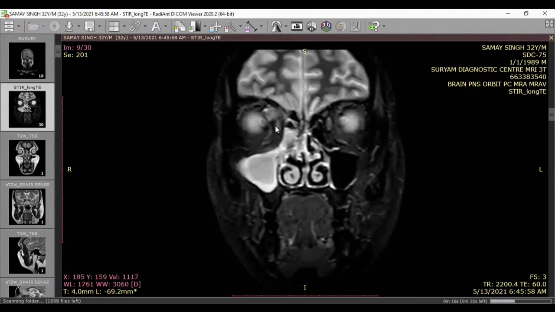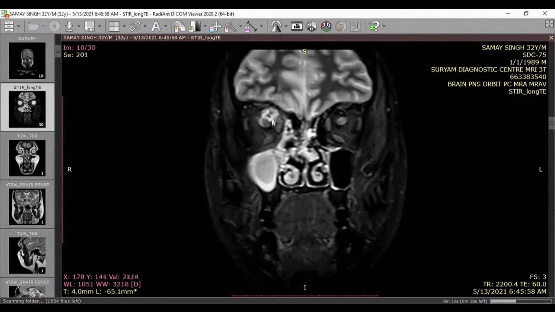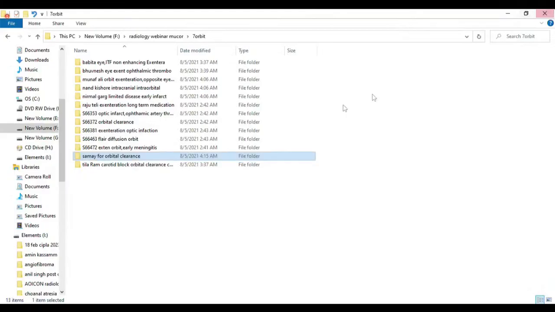Young chap, 32-year-old, limited abscess in the eye, vision was good. So we did endoscopic from the same field, went inside the orbit and did clearance. These two necrotic areas, these were necrotic areas, and the antifungal worked, and we could preserve the eye. So exenteration is different, clearance is different, in this patient.